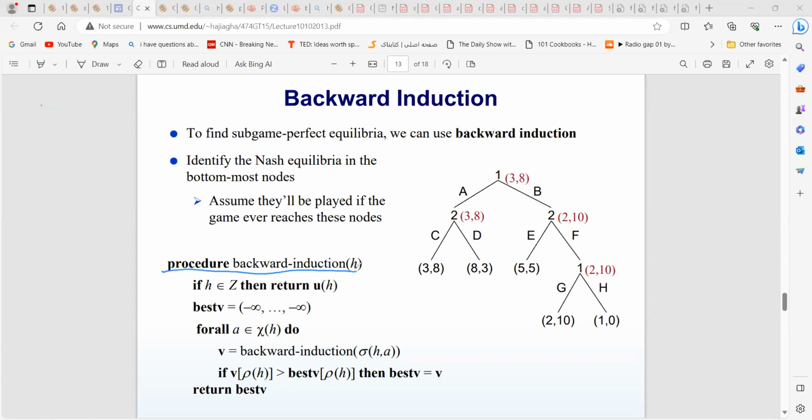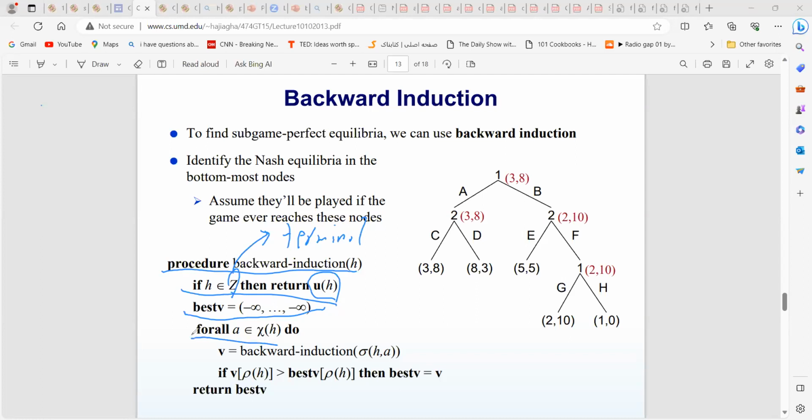This is the backward induction. If H belongs to Z, meaning it is a terminal, then just return the utility of H. Otherwise, the best V is defined as minus infinity, a vector of minus infinity. What is the best V? The best V is the one that takes the best utility for rho of H.